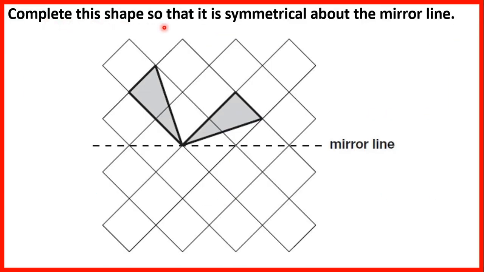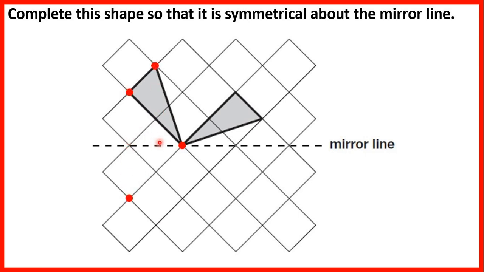Complete this shape so that it is symmetrical about the mirror line. So if it's symmetrical, that means that we have the same reflected on both sides of the mirror line. And the way to do that is to dot the corners. So this point here is on the mirror line, so it will also be on the mirror line when we reflect the shape. This is one above, so we can dot one below.